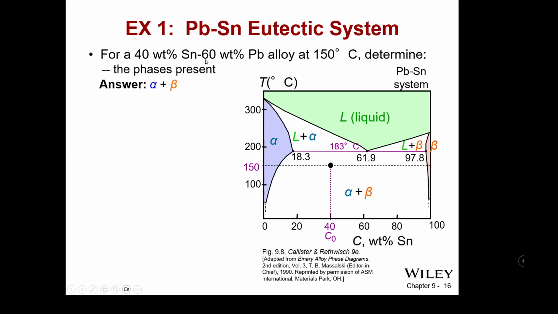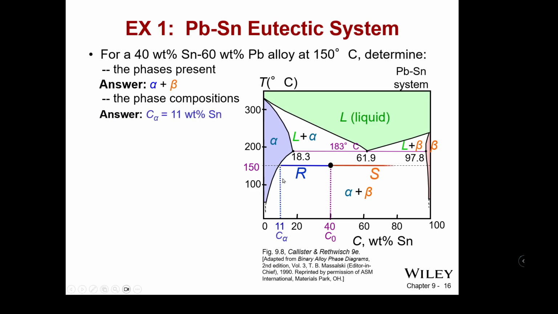So for a 40-60 ratio at 150, we take a look and see, okay, at 150 C, we have 40% tin, 48% tin. We're in this alpha plus beta region, but what's the actual composition? What do we have? Our tie line here is about 11% in the alpha phase. So 11% tin in the alpha phase. Over here, we draw our tie line, and we have 99% in weight percent tin in our beta phase.